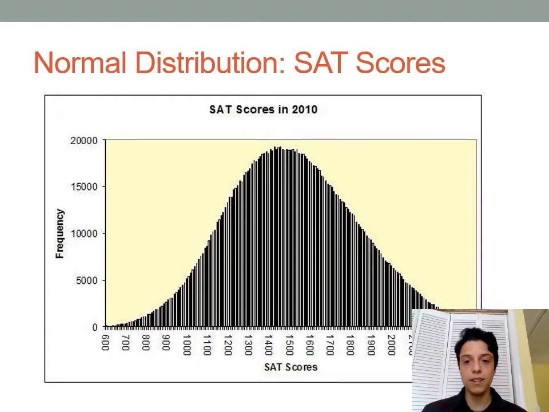A big one is in things like test scores. When you're testing any kind of ability or knowledge, test scores tend to fall along a normal distribution. If you look at SAT scores here, you can see that most people are likely to score around 1400 or 1500, and then you have fewer and fewer people who score very low on the SATs, and then fewer and fewer people who score very high. So that's an example of a normal probability distribution.